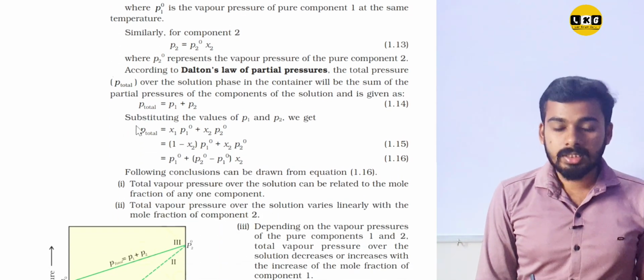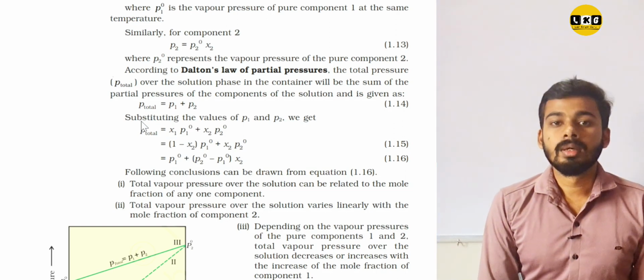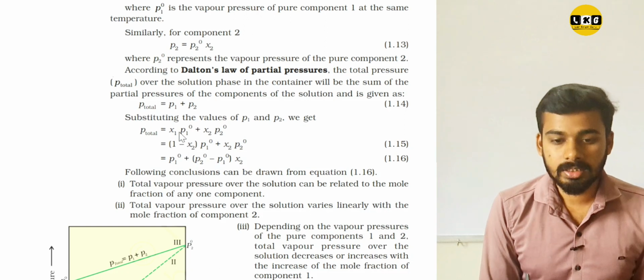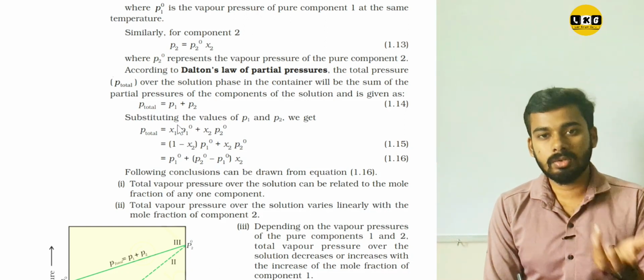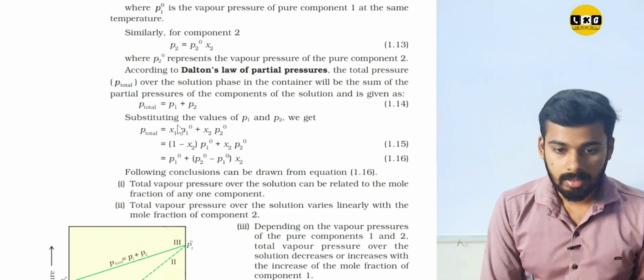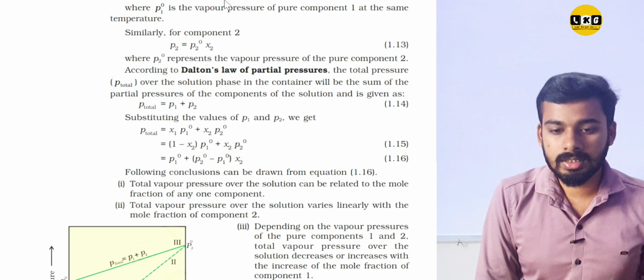Then P total is given by, since P total is the total vapor pressure of the solution in the given system, P1 plus P2, the partial vapor pressures of component 1 and component 2. If we add the two, we will get the P total. P total is equal to, from this equation, if you write this as equation number 1, this is equation number 2.